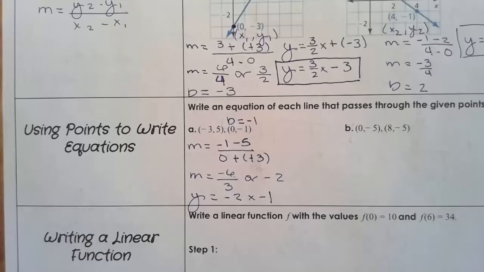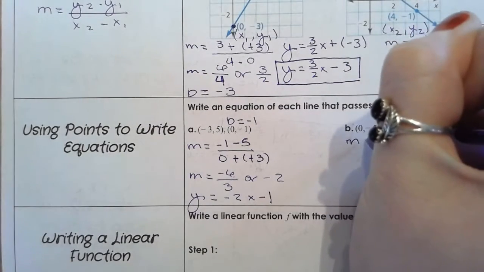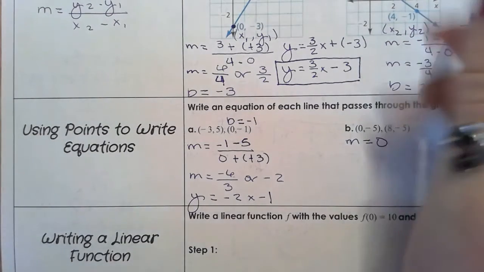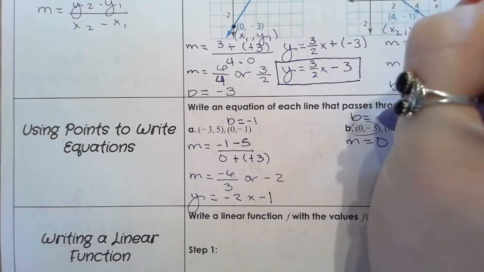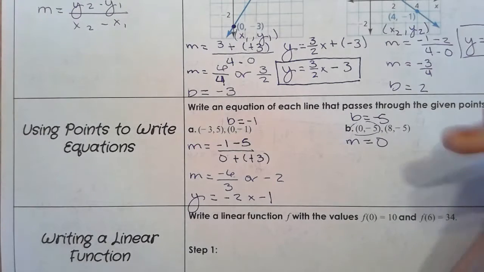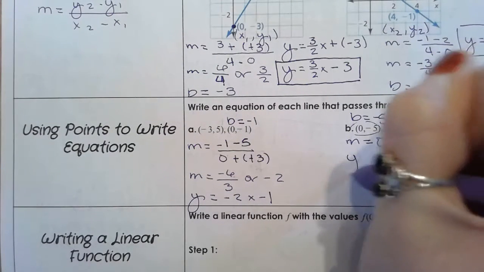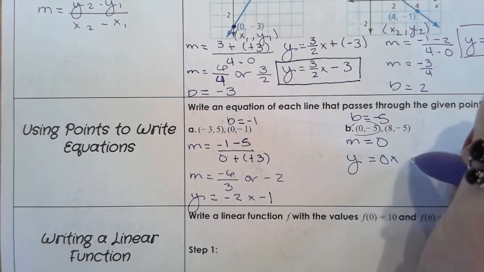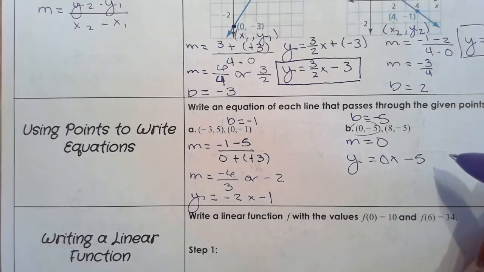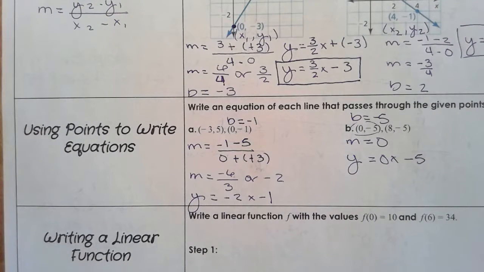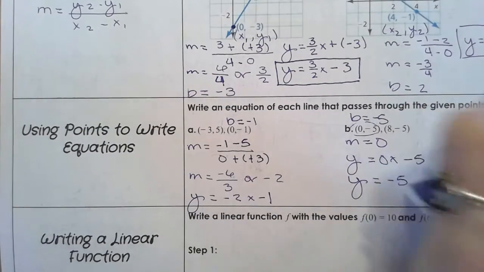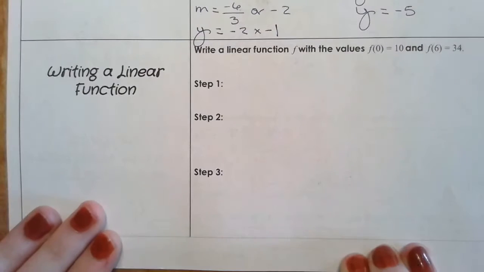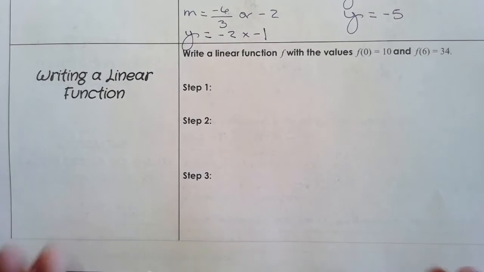Hopefully you paused the video and you got m equals 0. And your b, you're looking right here, so you should get b equals -5. Then when you put this into your equation, you should get y equals 0x minus 5. And again, just like we said earlier, 0x means I don't have an x, so y equals -5. All right, let's move on to our last section.